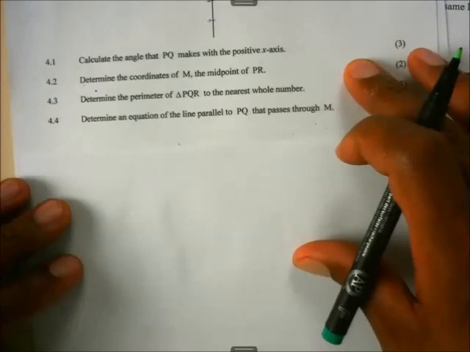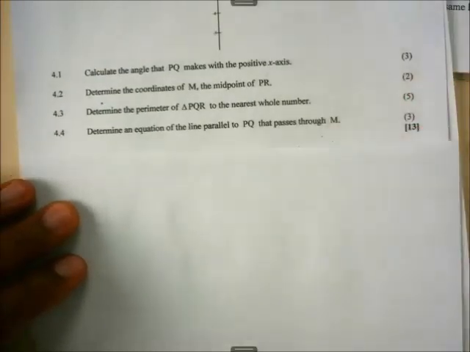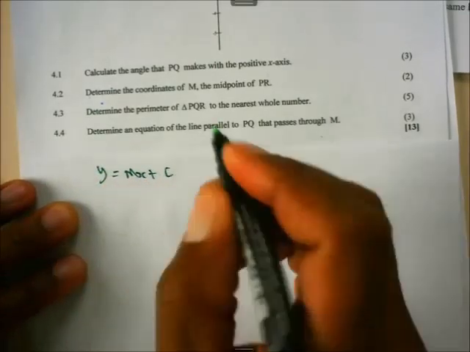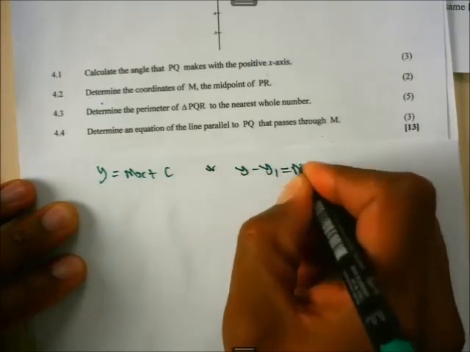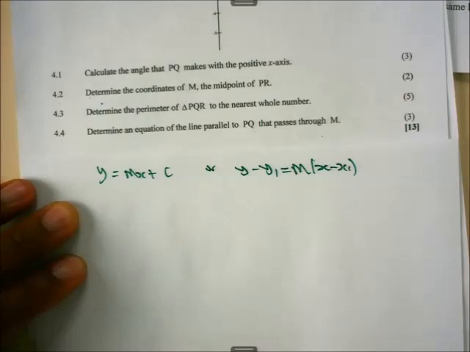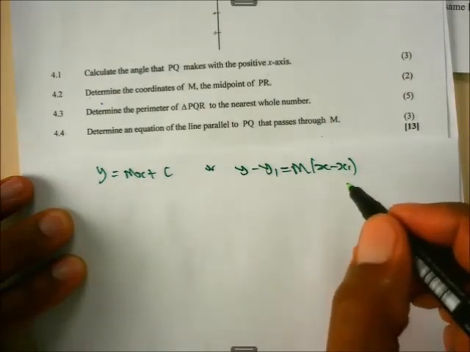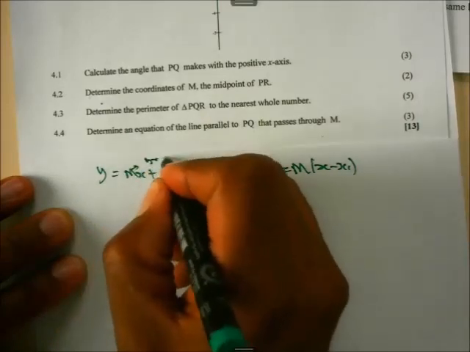Of course, you remember the equation of a straight line is y equals mx plus c, or one can say y minus y1 equals m into x minus x1. Right, now, what are we going to do? You must ask yourself, if I want to determine the equation of a straight line, what is it that I need here? You agree that this is the gradient, right?